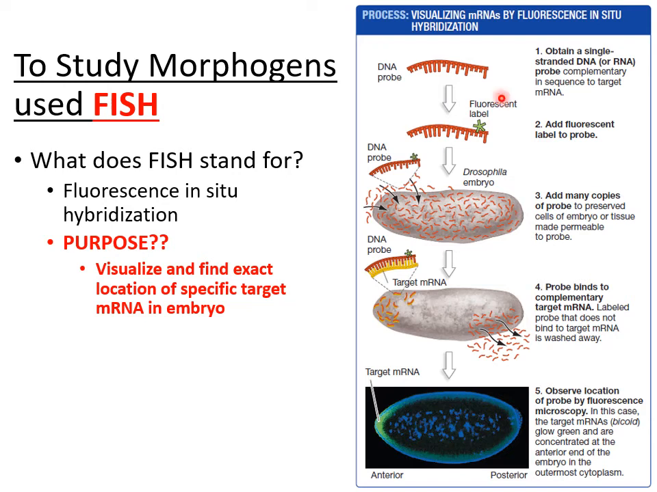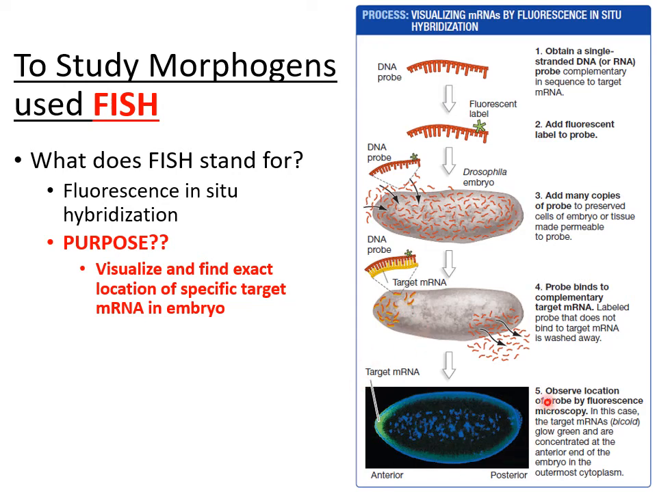Then what we also do is we make sure that it has a fluorescent label. And so when that probe is bound to the target mRNA that it matches, you will see fluorescence wherever that is in the cell. So what they did here in this figure, they made the probe to match the bicoid mRNA. So this probe will only bind to bicoid mRNA, and you'll know where it's bound because you'll see fluorescence in that part of the embryo. And it will be bright green fluorescence.